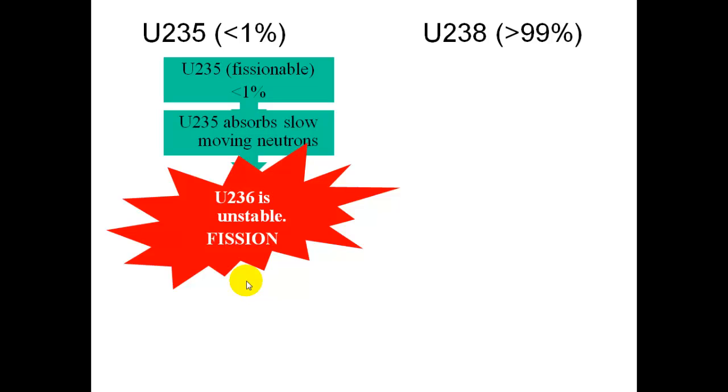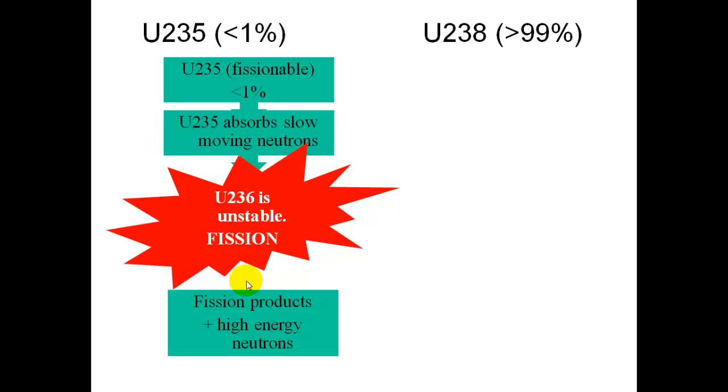So we get these fission products, the two nuclei that are produced, plus high energy neutrons. And this is the energy that's released in a power station or in a nuclear bomb. On the other hand, 238, which is a majority of uranium, is non-fissionable.